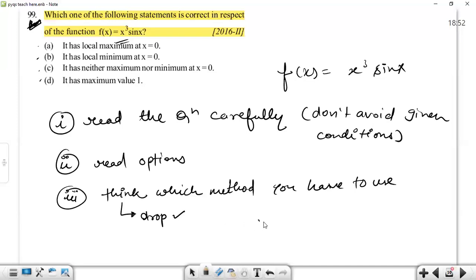Because you only have to attempt 80 and you have to drop 40 questions, so there's no problem in doing that. You have to save your time. So these are three steps. Please take a screenshot of this.